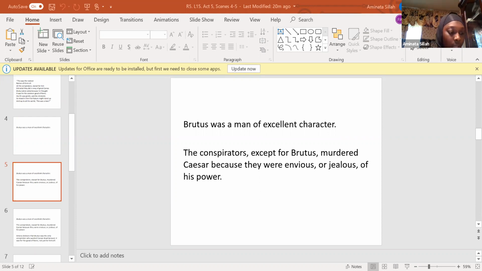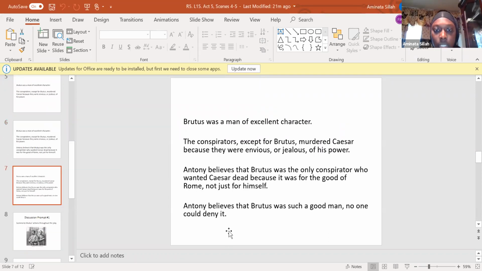Great, so I'm going to keep moving on. Antony thinks that Brutus is an honorable man who made a mistake in his action, but he only did it for the best of Rome. He didn't murder Caesar for his own gain. So I'm going to show you the next slide. Sorry, I'm just switching between screens.